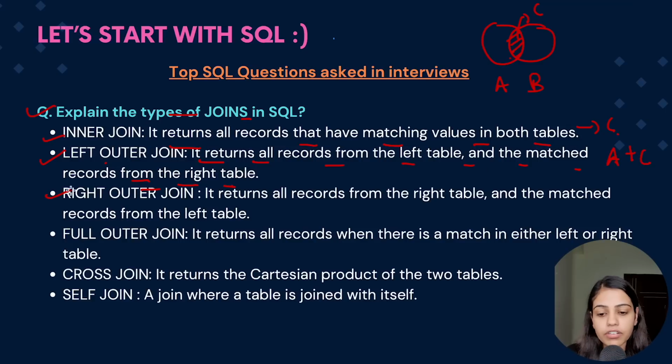Now coming to right outer join. So it returns all the records from the right table and the matched records from the left table. So it will return all the records from the right table and then the matched records of the left and right table. So that is B plus C.